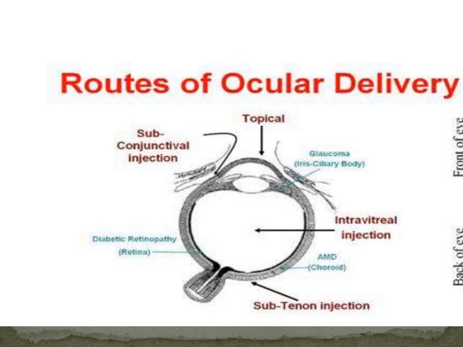This route, subconjunctival injection. The other one, topical route. The third route is intravitreal injection. The fourth and the last pathway is subtenon injection.